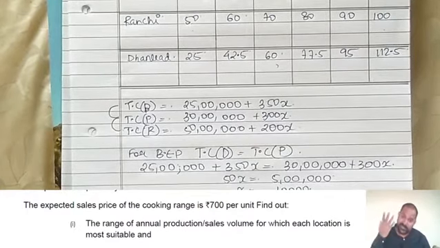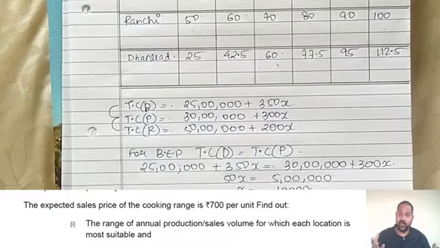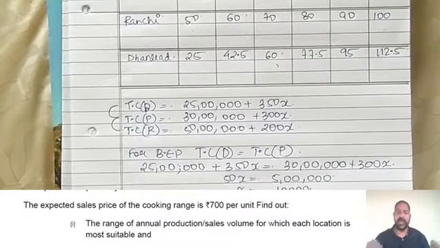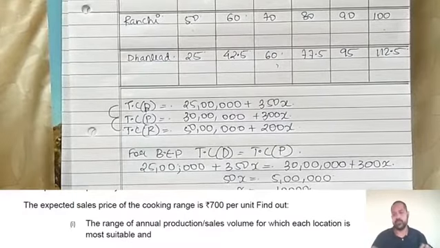The sales price, which is 700, is the same for all three locations. That is why I don't consider it. And I do a cost based. Wherever the cheapest cost is, the highest profit.